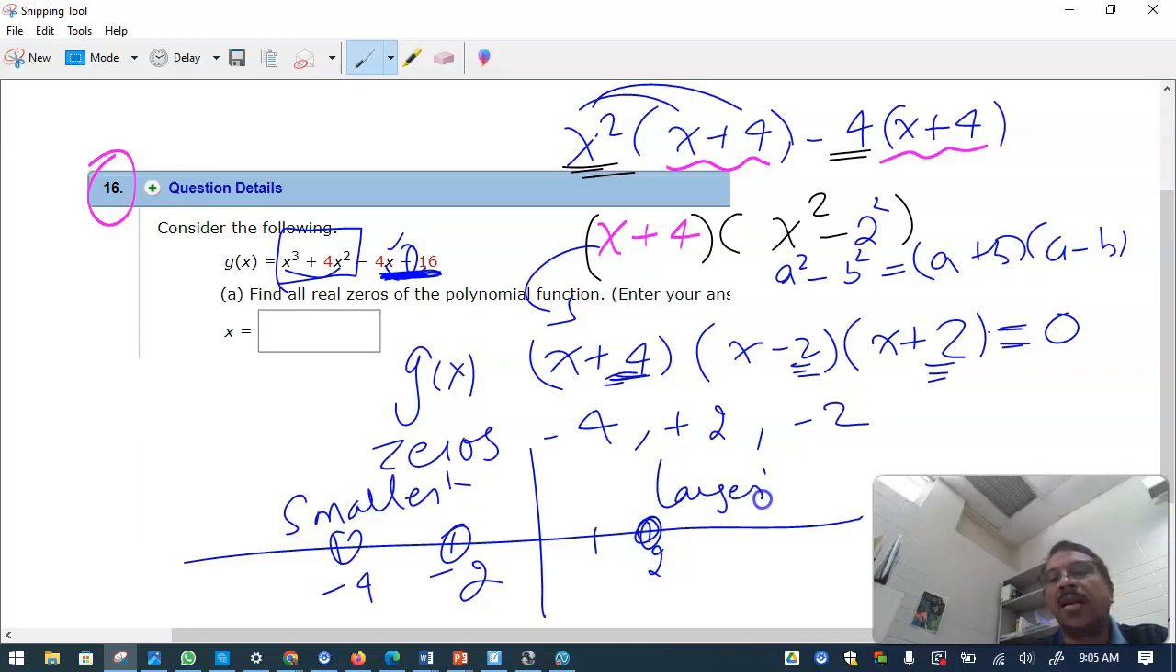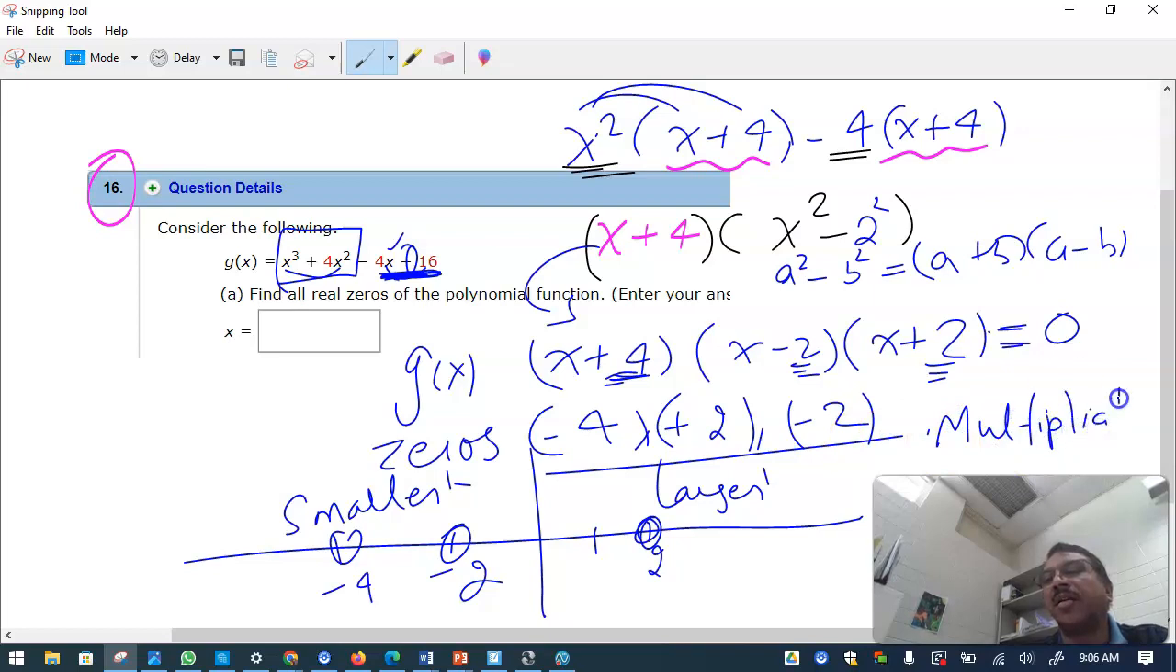So they are asking whether each one of them has multiplicity. All three of them have odd multiplicity. So multiplicity here is 1, which is odd. So they may ask you, is the multiplicity even or odd? In all these three cases, it is odd, and I hope that helps.